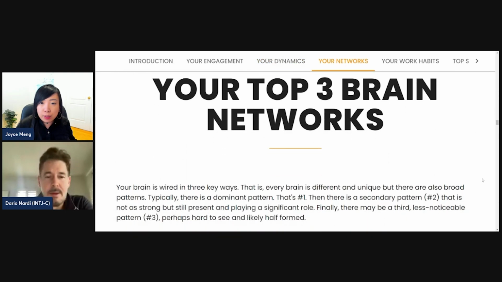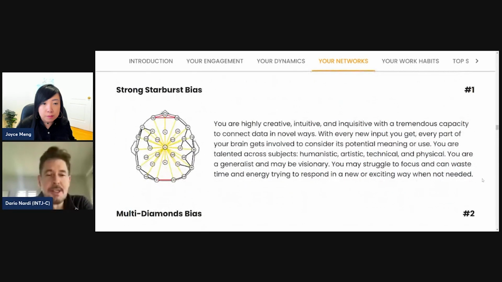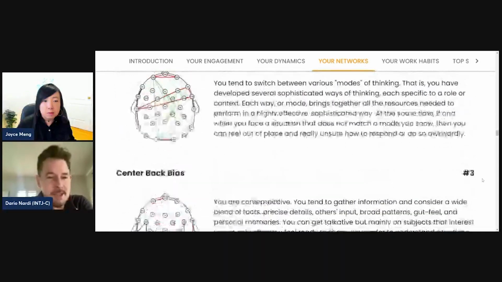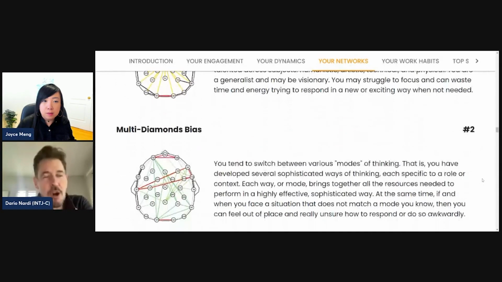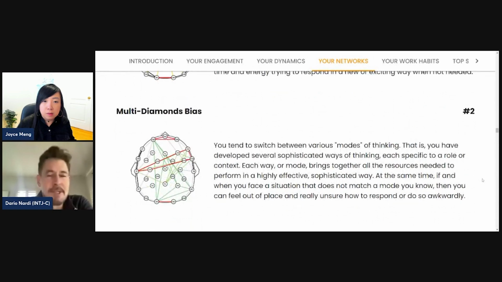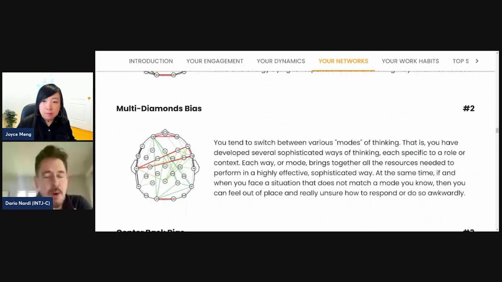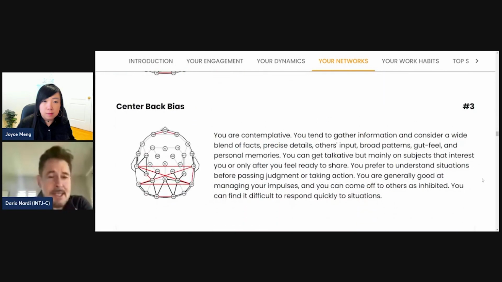Here, we're on to the top 3 brain networks. This is when people go from learning about the 4-letter code, like, am I E or I as a preference, sort of like right or left-handed, to actually seeing and learning about the functions. So in here, we talk about the top 3 ways that your brain works network-wise. The first way is the starburst, and the strong starburst there is creativity. The multi-diamond bias is where the harmonizing comes in, so creative and harmonizing come in together this way. And as the third one, a little further down, is the center back bias, which is more contemplative and reflective, this gathering information mode, very typical of IN types and just introverts in general.